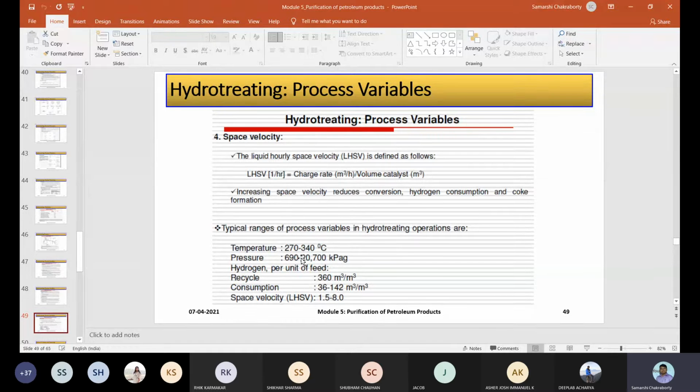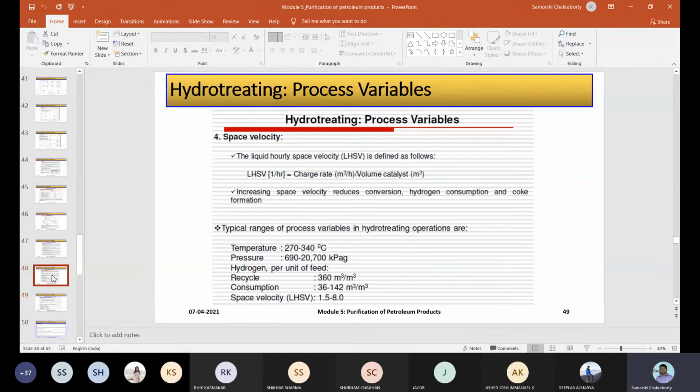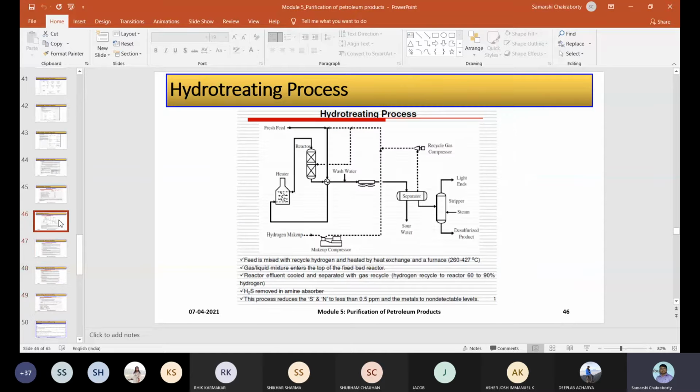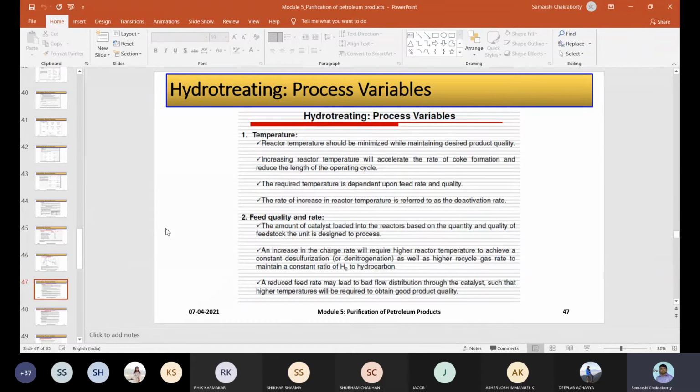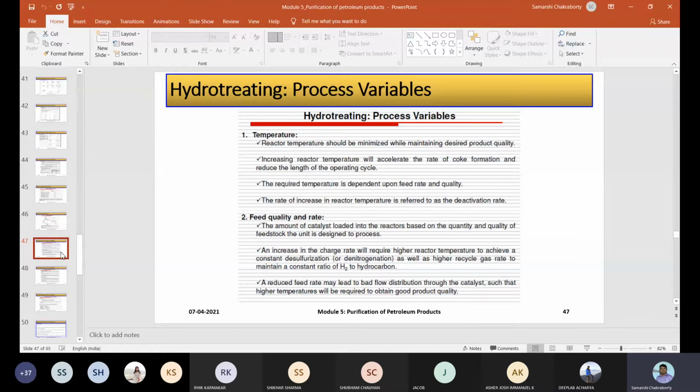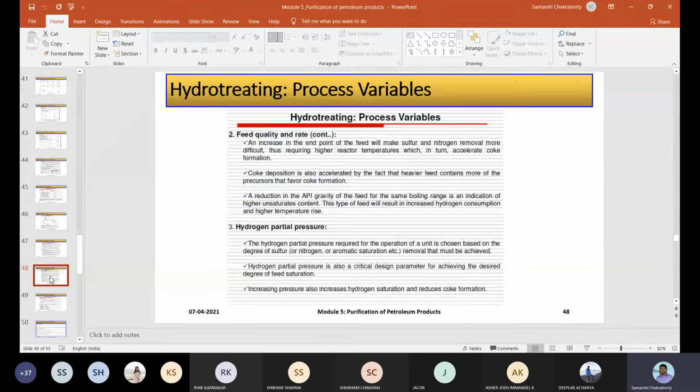Temperature ranges between 270 to 340 degrees centigrade, pressure between 690 to 20,000 kilopascal. This is the recycle rate and consumption of your hydrogen, and the liquid hourly space velocity would be in this particular range. So at least the basic process variables associated with your hydrotreating process have now been discussed. I am giving you a clue that might come in your final examination.